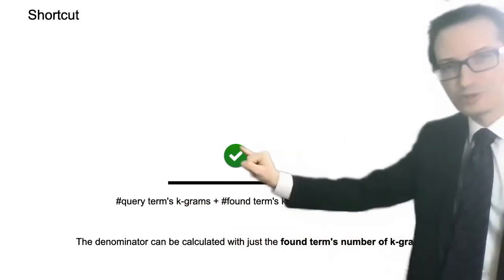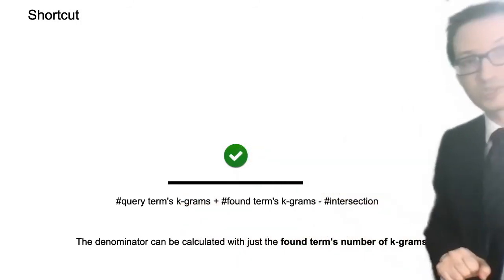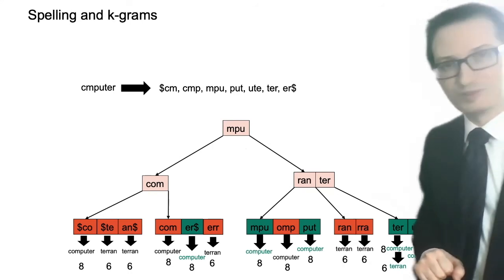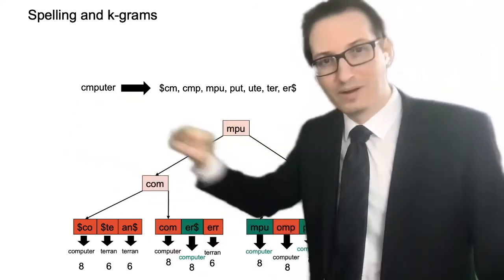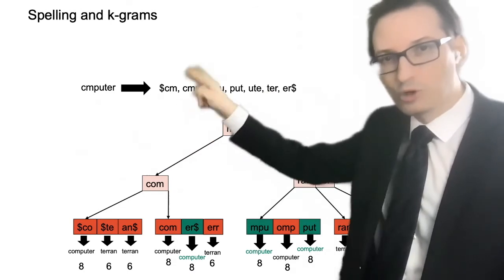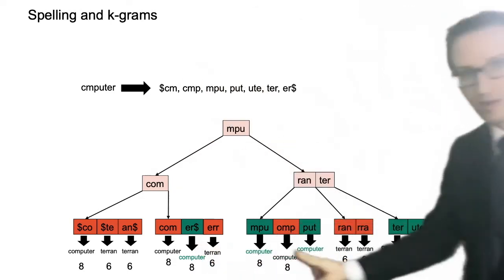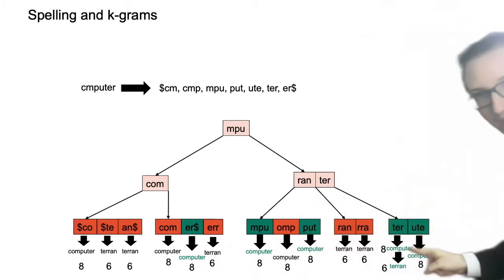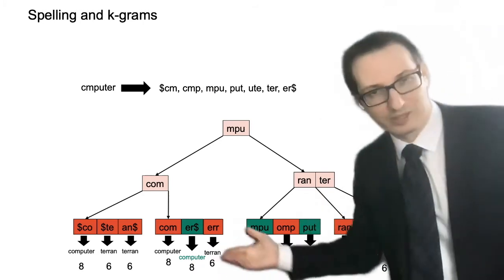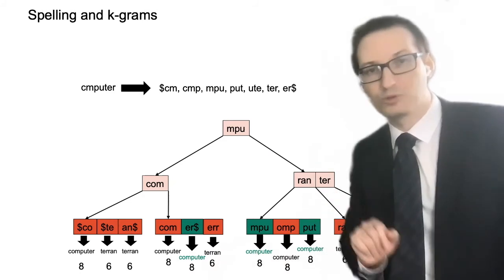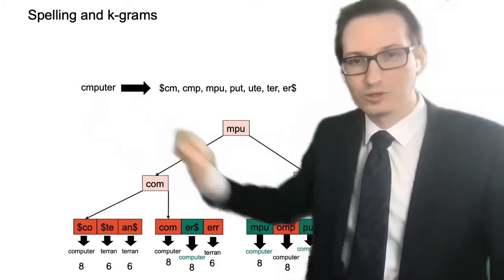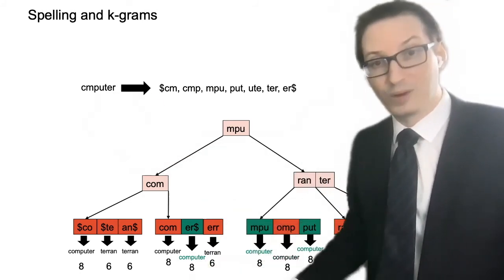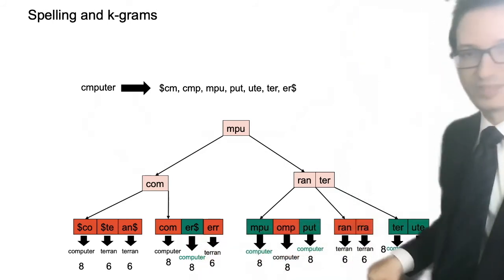So you see, just with that number, I can very efficiently compute that Jaccard coefficient. Example, computer: I take the 3-grams, I look up each one of the 3-grams in my 3-gram index. I see 1, 2, 3, 4, 5 times the word computer, right? If I take computer, for example, and now I compute the Jaccard coefficient between computer and computer. How do I do that? Well, remember that we found it 5 times there.